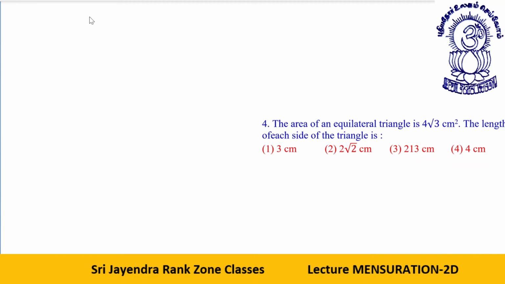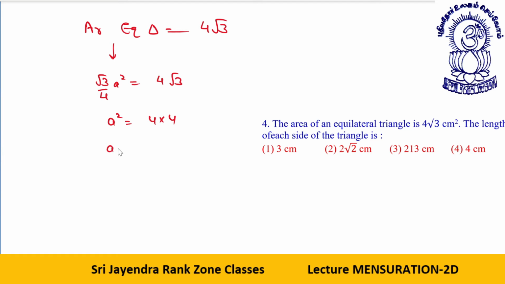The area of an equilateral triangle is given to you as 4 root 3. The length of each side of the triangle is, see, what is area of a triangle? Root 3 by 4 A square is given to you 4 root 3. Root 3 and root 3 cancel, so this gives you A square is equal to 4 into 4, or A, the side of the triangle is 4 centimeter. Okay, clear to all?